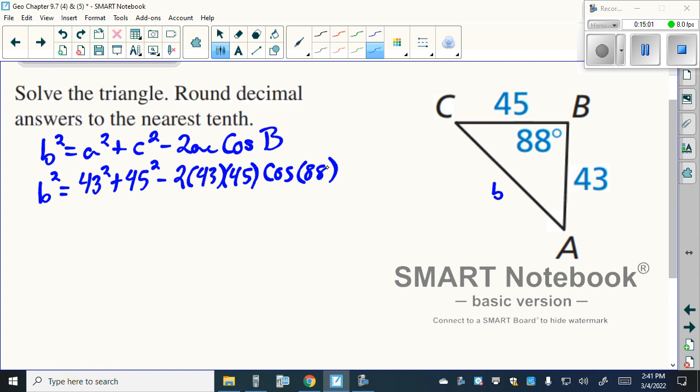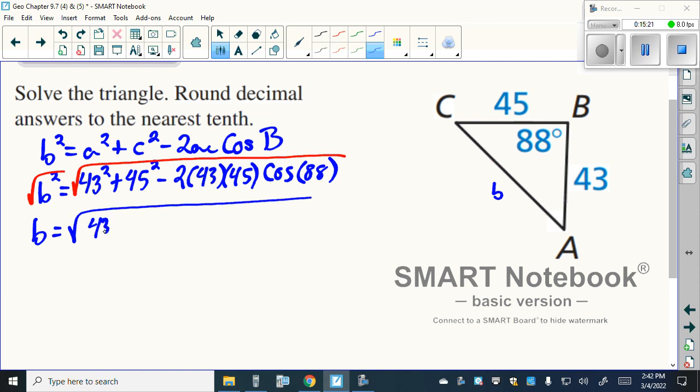Any questions on this? Now what we need to do to get b by itself is square root both sides. That tells us b will equal the square root of 43 squared plus 45 squared minus 2 times 43 times 45 times cosine of 88. And again, at this point, we can type this whole thing into the calculator, and it will give us our answer.